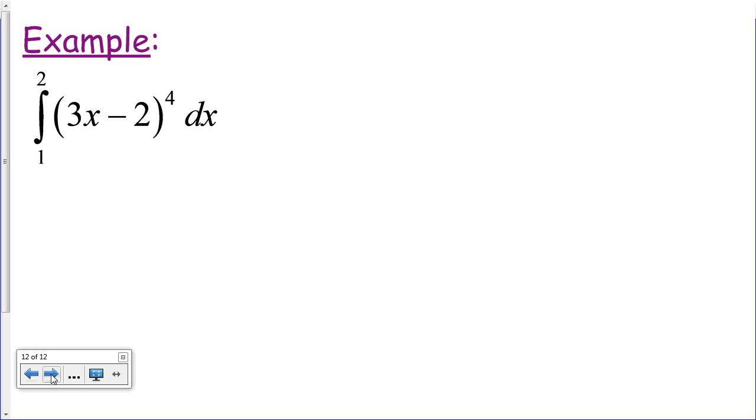So here you can see we have the definite integral from 1 to 2 of (3x minus 2) to the 4th times dx. I've got a composition here. So this looks ideal to make the u substitution. I'm going to make u equal to the inside function, the 3x minus 2.